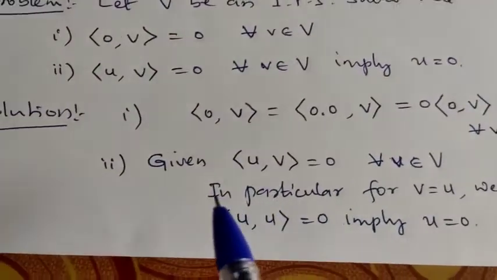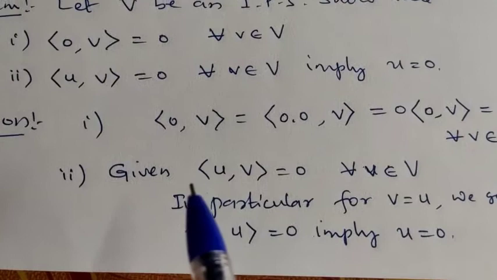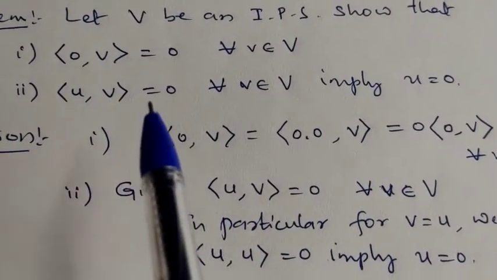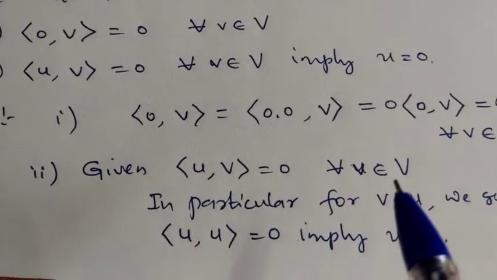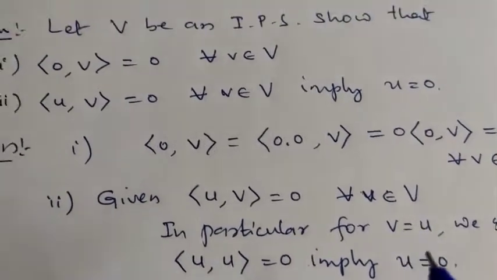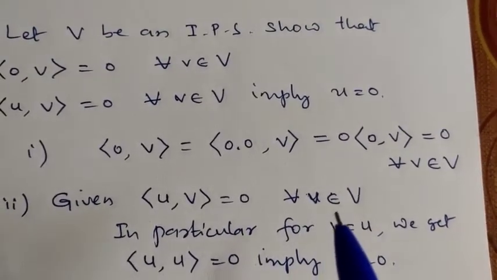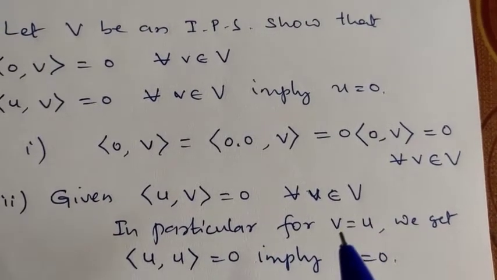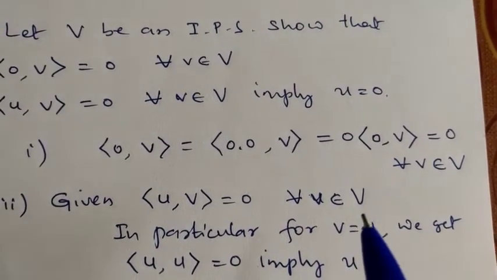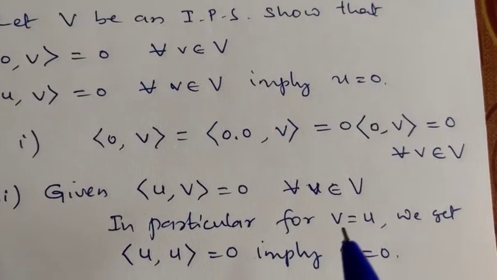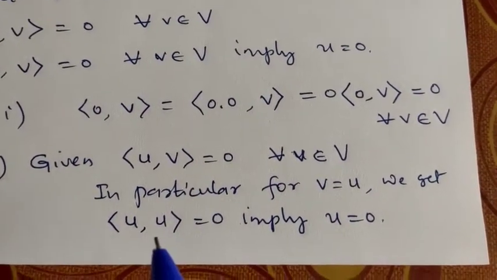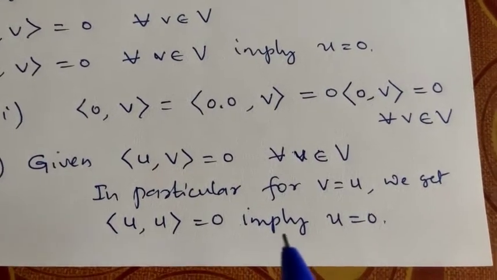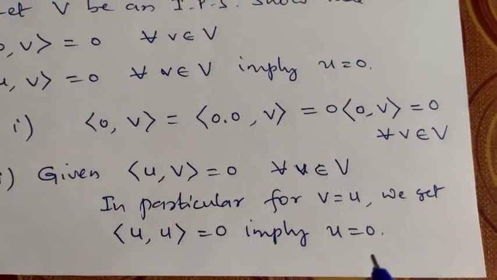Second, given that the inner product of u comma v is 0 for every v belongs to V. Now u is also an element of V. Therefore if we take v equal to u, what do you get? The inner product of u comma u is 0, which implies u is equal to 0.